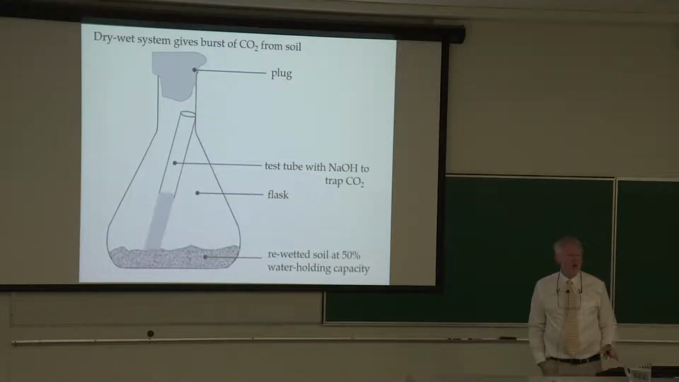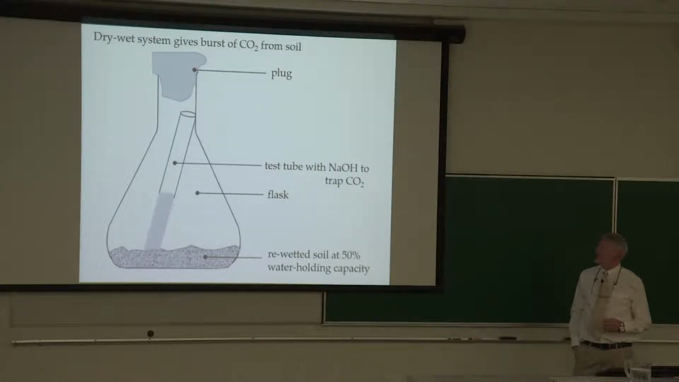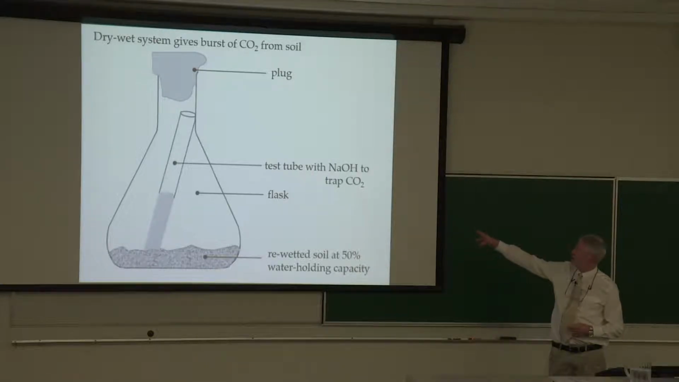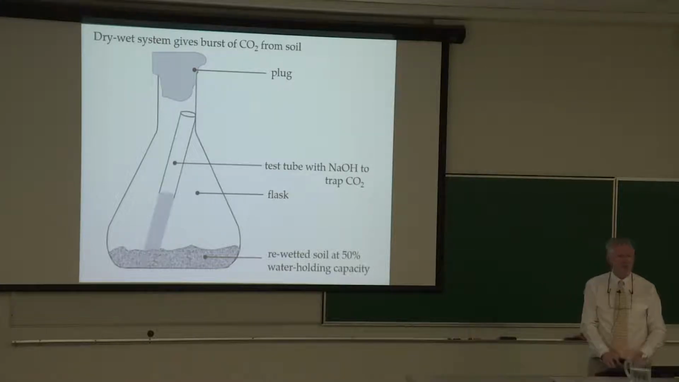So the Gerst method, from Texas, what they're doing is they dry the soil first, air dry the soil, and then re-wet it to 50% water holding capacity. And then you capture your carbon dioxide released with a sodium hydroxide trap, and you titrate them. They have other methods to measure it too, but it's the same basic experiment. So there's a dry-wet cycle.